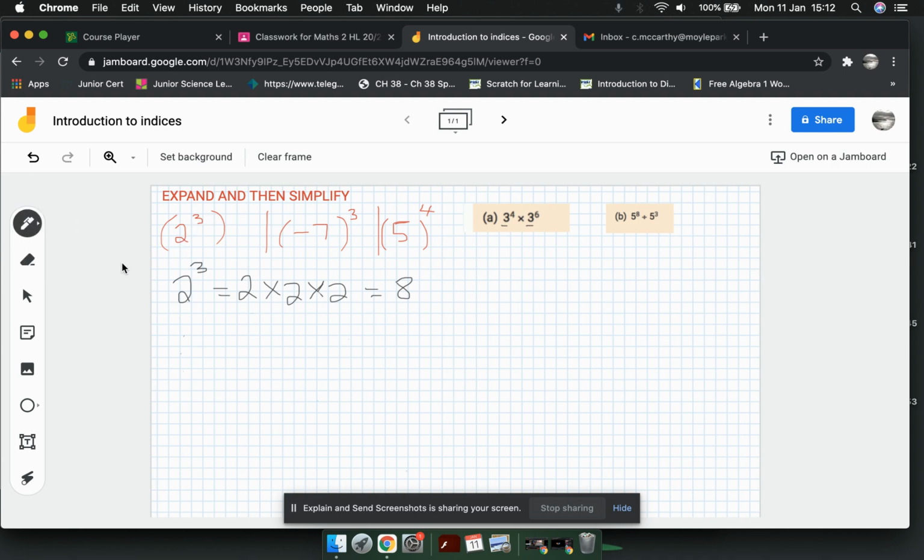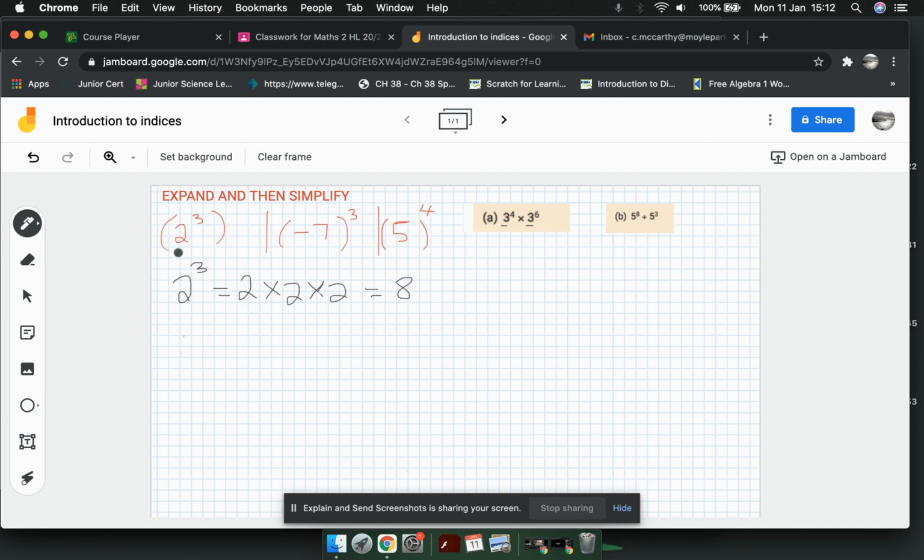Okay, so if I have 2 to the power of 3 here in front of me, well, that means I have a normal number 2. We could call that a base number. And I know this is an indice because it is a smaller number on the top right-hand corner of the base number. So 2 to the power of 3, or you could say 2 cubed.